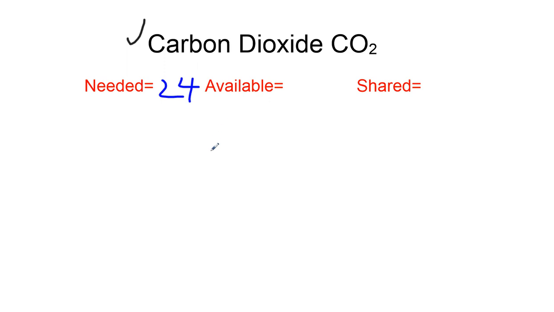But how many electrons do you actually have? Carbon has 4, and each oxygen has 6. You have 2 oxygens, right? So 4 plus 6 plus 6 is 16. 24 minus that means I'm short 8 electrons. So we got to share them. That's how I know this is going to be a covalent. Okay, here we go. Remember how we do it, guys? You have 1 carbon and 2 oxygens, so we're going to assume carbon goes in the middle.